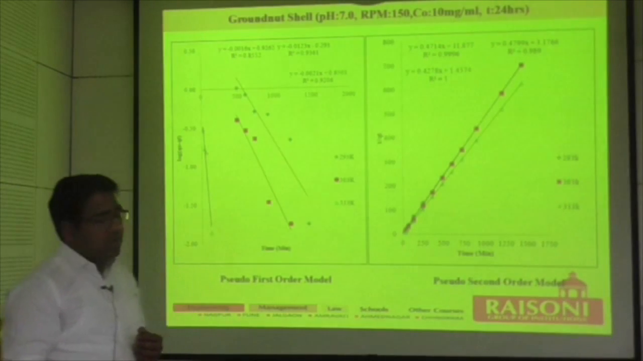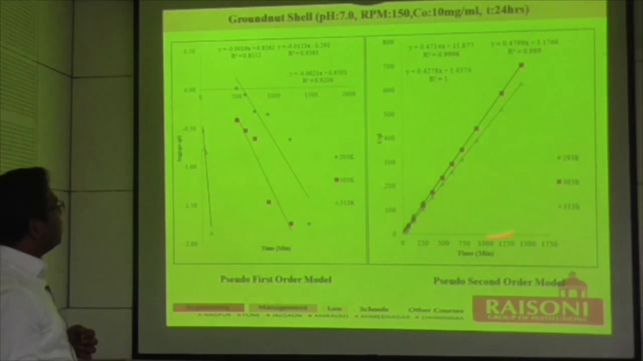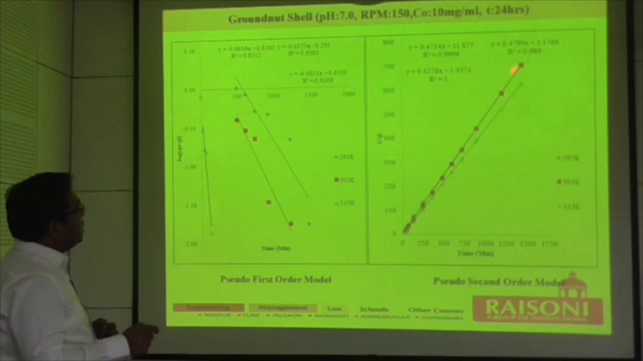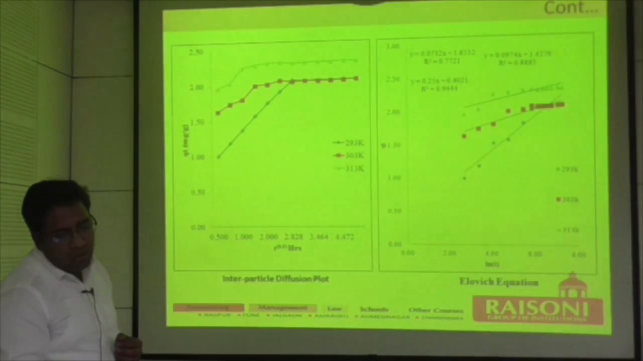Now, this is the pseudo-first order model. This is the pseudo-second order model. Here I am not getting a fit. This model is not fit, so I can say this physical adsorption is not over here. On the basis of this, I am saying that this is a chemisorption process. Here the readings are good. The R square value is getting closer to 1.